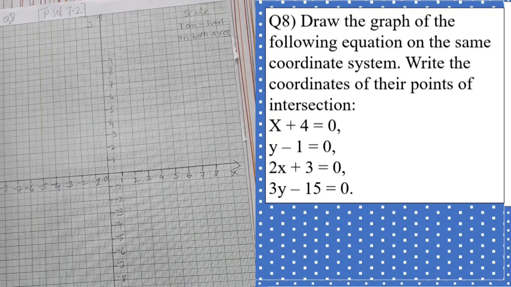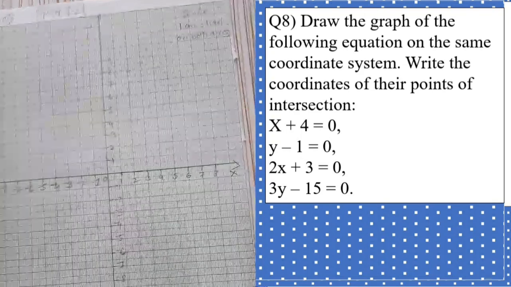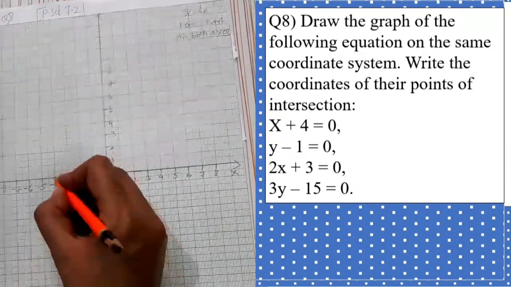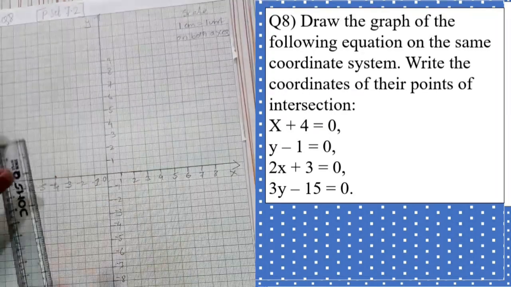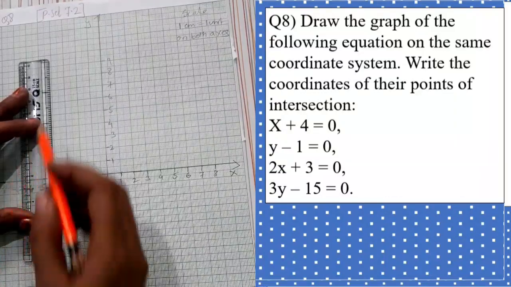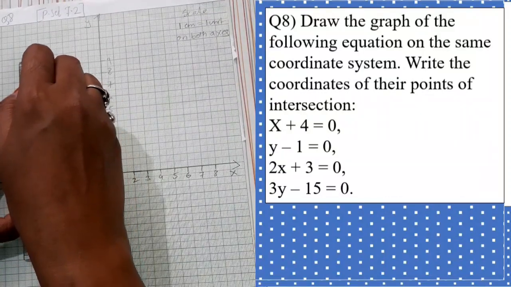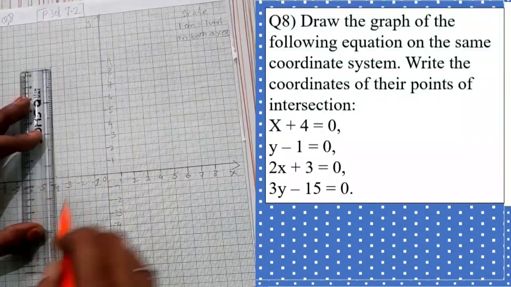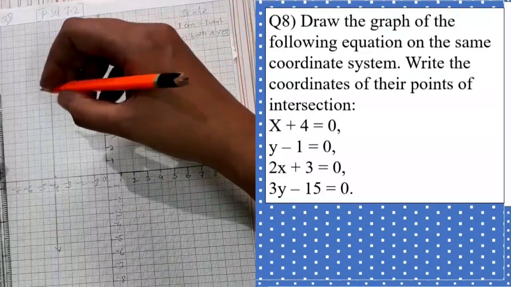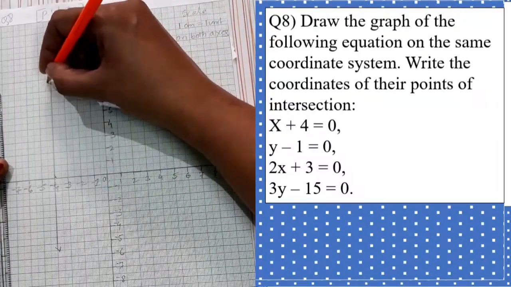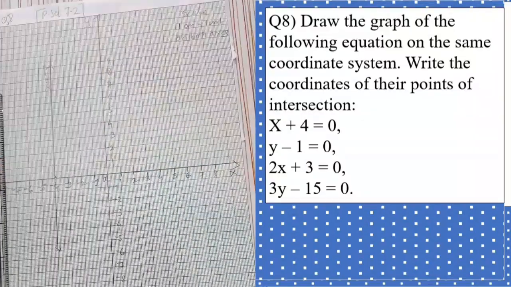Students, here we got x plus 4 equal to 0. We get x equal to -4, which is parallel to the y-axis. So the x value we got is -4. So -4 is here, which is parallel to the y-axis. So we'll draw a vertical line at -4, which is parallel to the y-axis, and the equation was what? x plus 4 equal to 0.